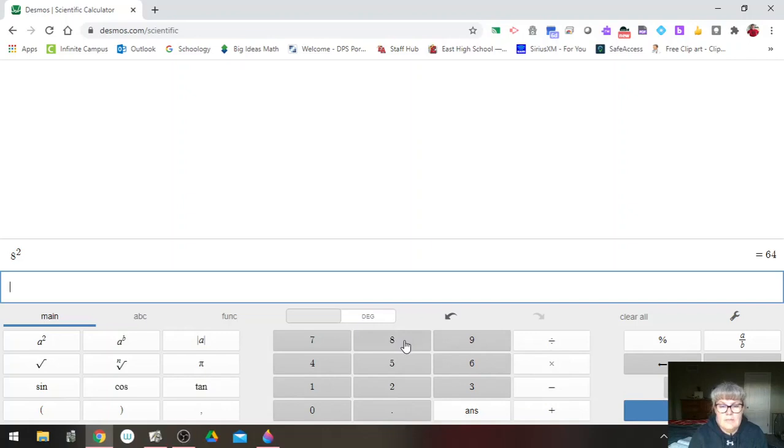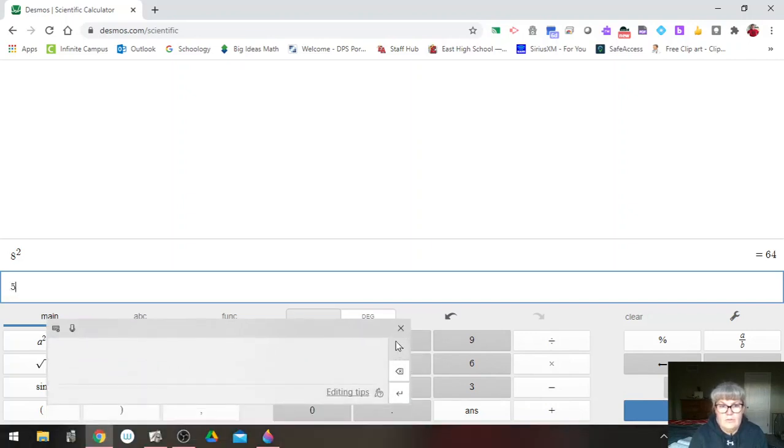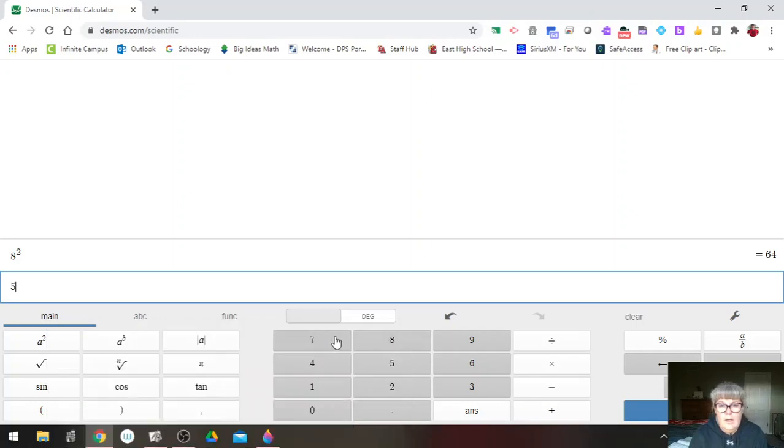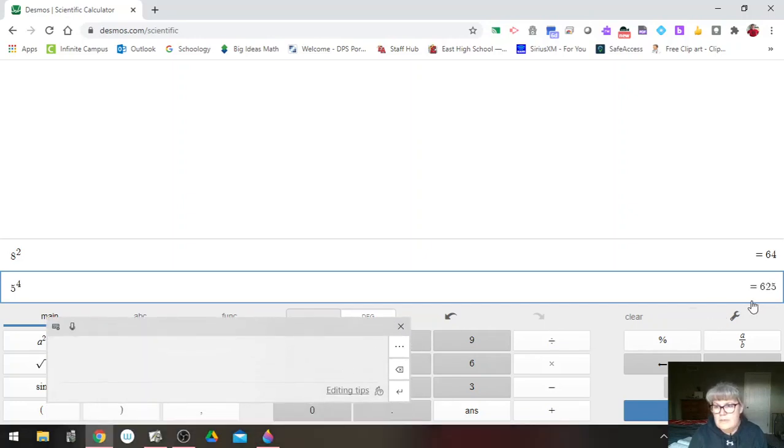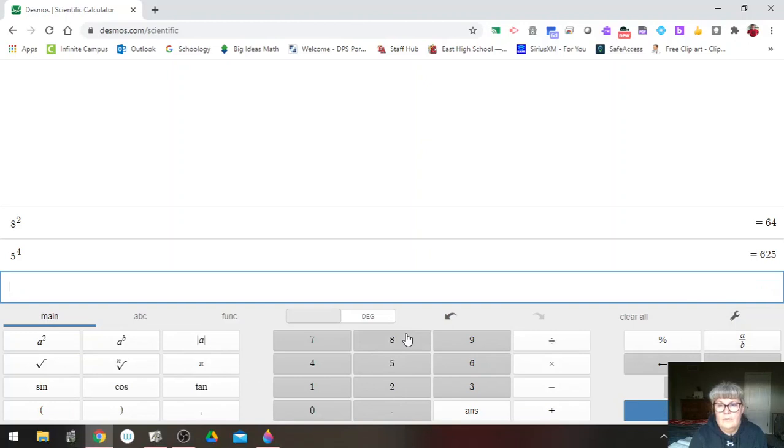If you need to raise a number to another power, let's say we want to raise 5 to the 4th power, I typed 5, and then I want this a to the b button. And then if I do 5 to the 4th, we see the value equals 625. So we have an a squared button. If you want to raise it to another power, it's the a to the b button.